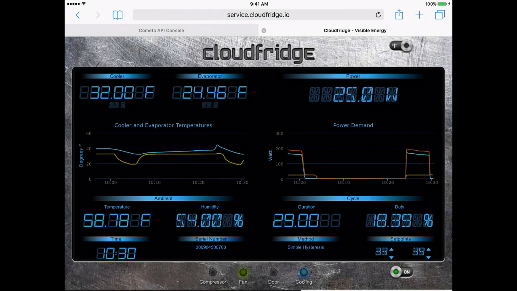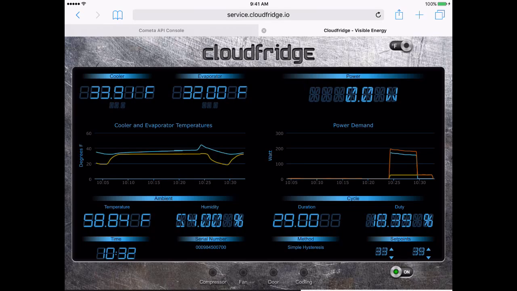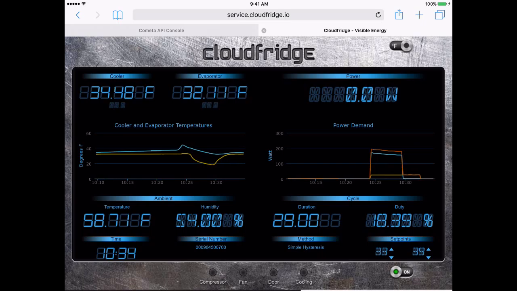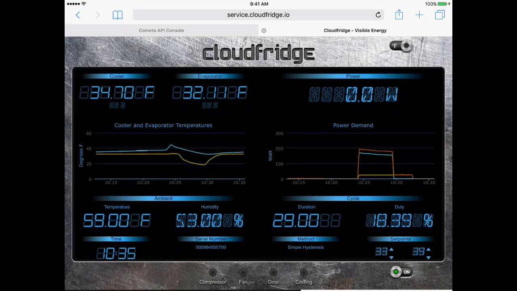The chart on the right shows a real-time power usage by each refrigerator component. The blue line is the power used by the compressor. The yellow line is power used by the evaporator fan, and the red line is the total of the two. And you can see how the recent compressor cycle has just completed. And keep in mind, this is a playback at 10 times the real speed.